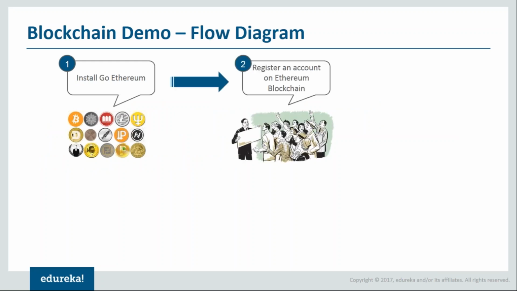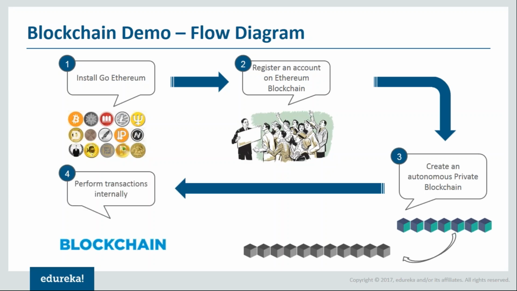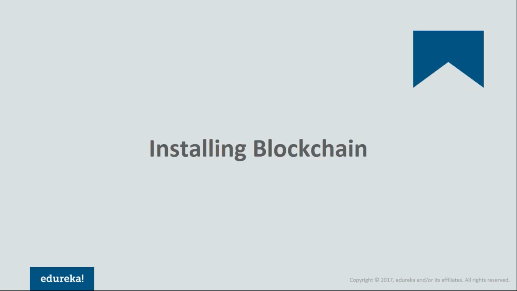Then let's register an account to the Go Ethereum blockchain. Then we'll be creating our private autonomous blockchain, and finally we'll try to perform a few transactions internally. Now, as I had mentioned at the start of the session, these are basically dummy transactions that we'll be working on. But again, this should give you a complete idea of how a blockchain system works and how it effectively solves your problem. So first, let's begin by installing blockchain onto our system.